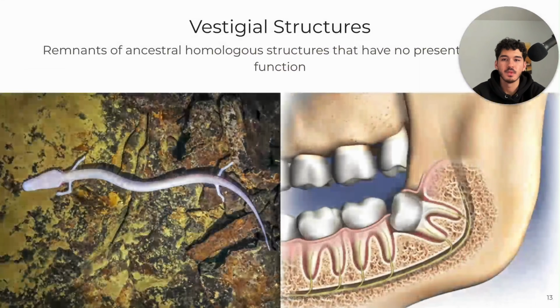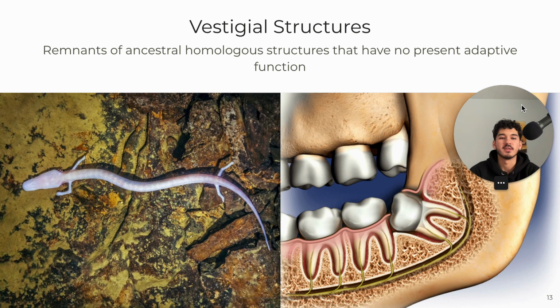Vestigial structures, these are just remnants of ancestral homologous structures that have no present function. So the salamander here, he has eyes, but he's blind, right? It's kind of funny. Here, our molar teeth, actually, there's been some studies of microevolution. Since we're just yanking them out anyway, some people are evolving to not have it. So our molars are vestigial structures. We don't use it. And so is our appendix. It's a vestigial organ.